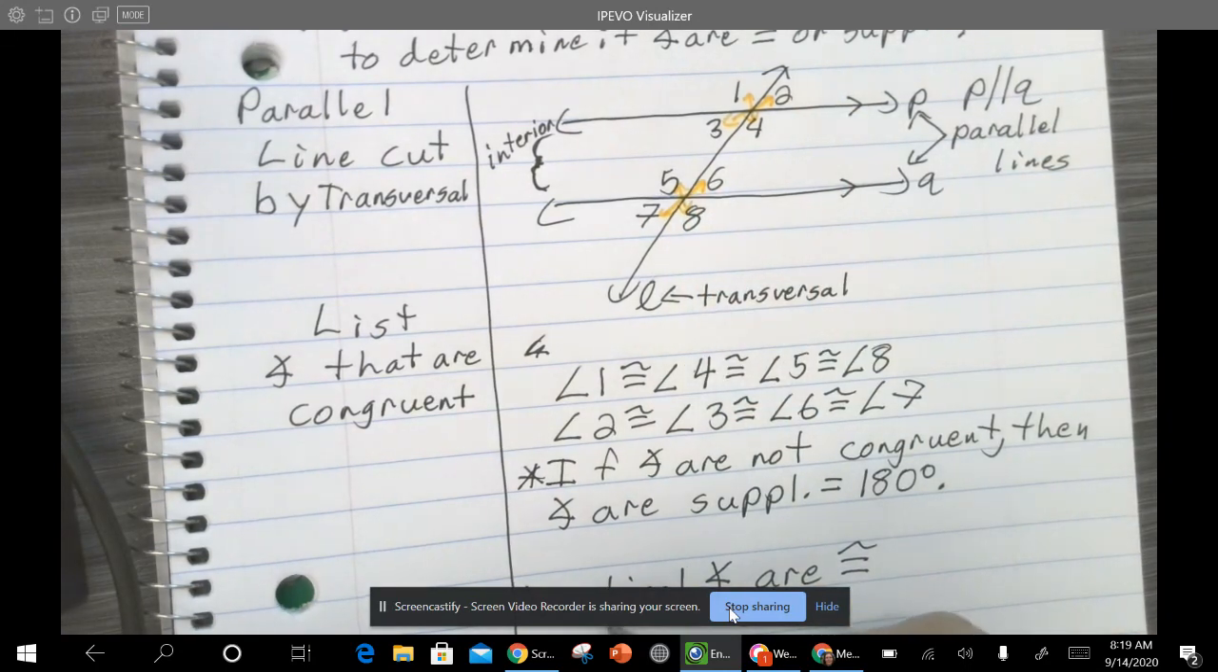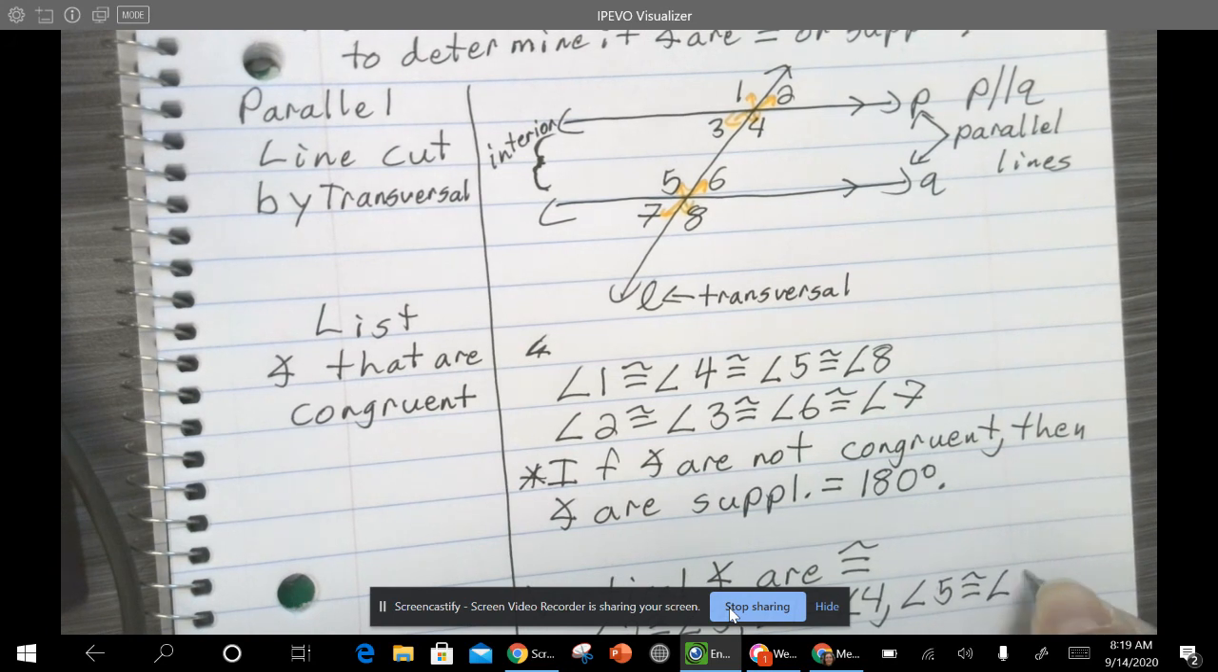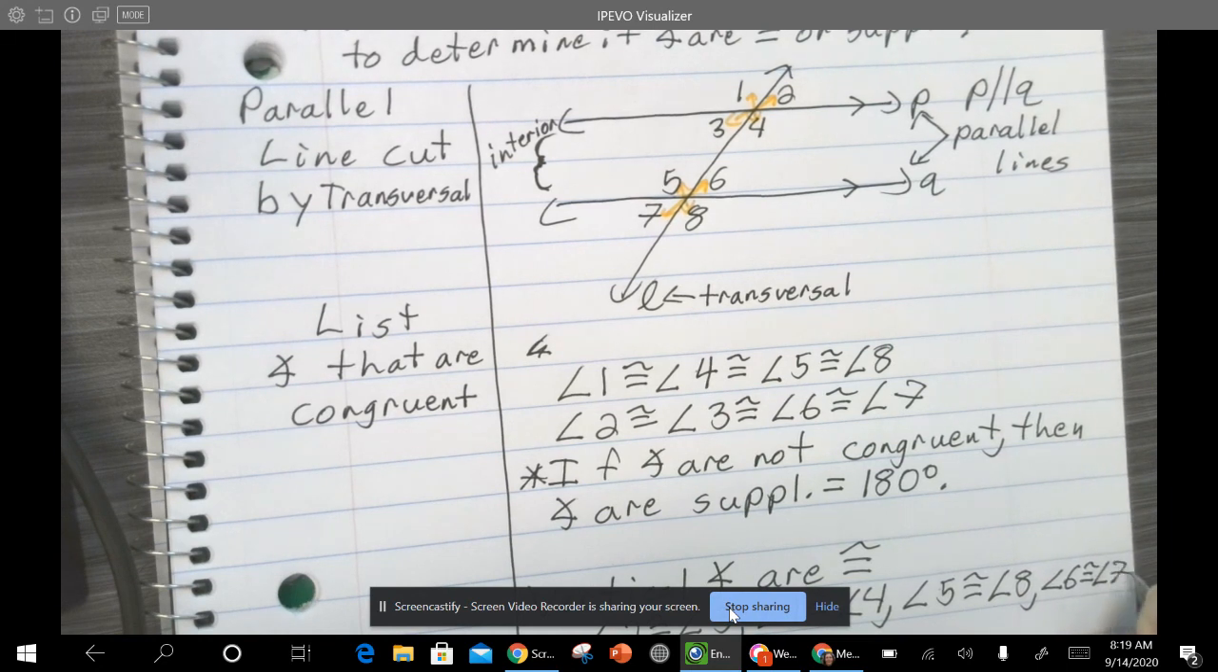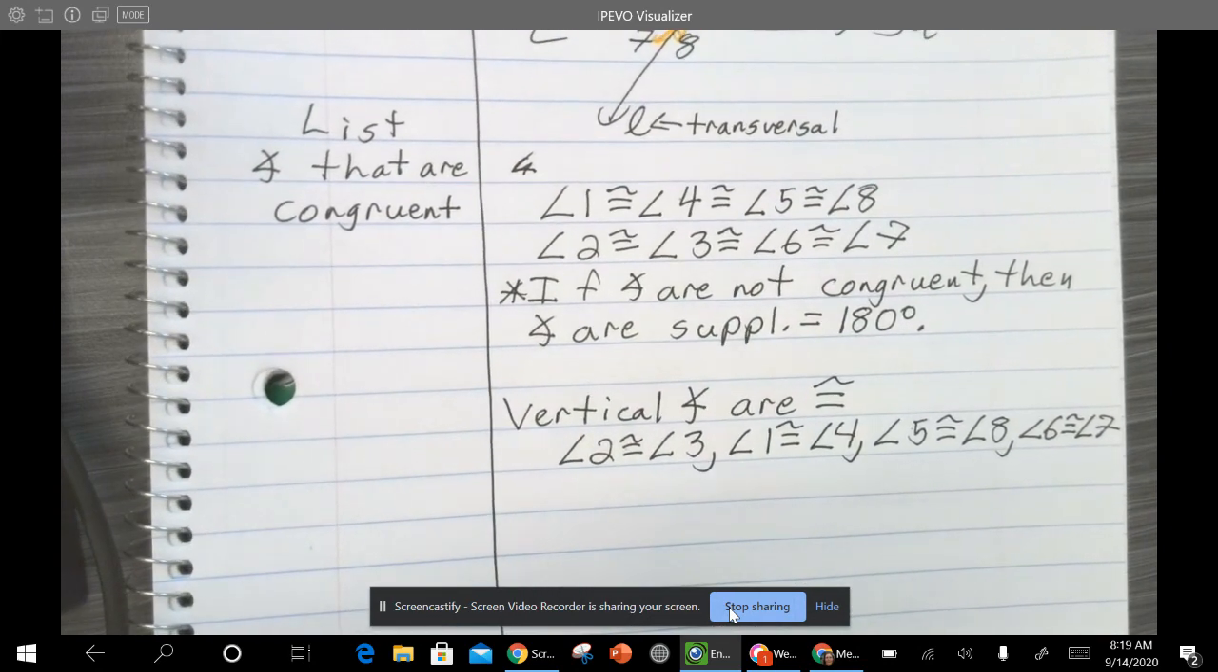So that would be angle 2 is congruent to angle 3. Angle 1 is congruent to angle 4. Angle 5 is congruent to angle 8. And angle 6 is congruent to angle 7. Okay, so those are all our vertical angles for our diagram.